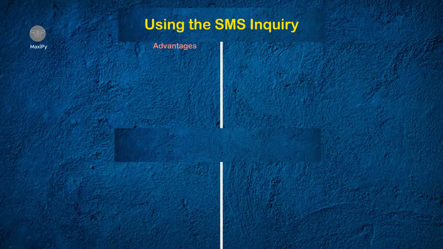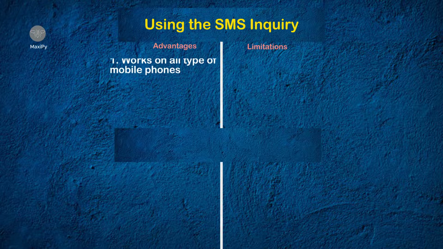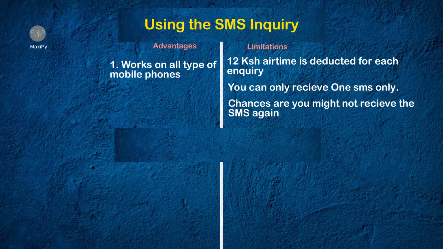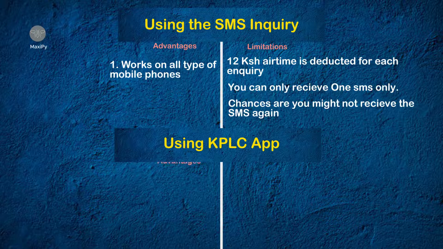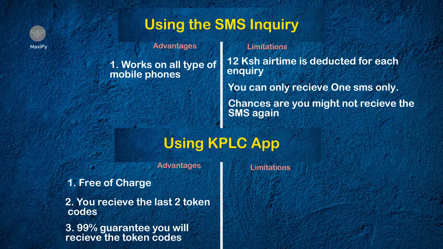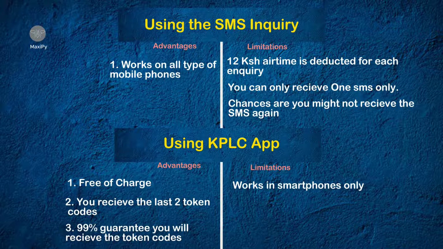You should note that the disadvantage of using this method is that each time you want to retrieve the SMS, you will spend 12 shillings and you only receive the last token code only. And chances are you might not get the SMS with the tokens again. That is why I recommend using the KPLC app. By using the KPLC app, you get the last 2 token SMSs and it's free to use.